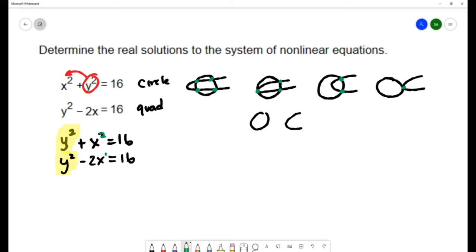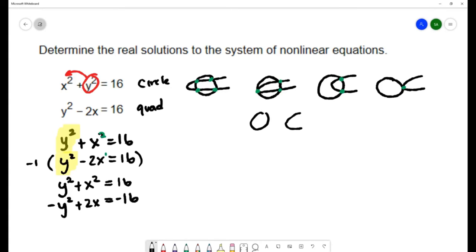So I need to make it so that those y squareds eliminate. They already have the same coefficient. I just need them to have opposite signs. So I'm going to multiply this second equation by -1. And now the system would look like this. The first equation is unchanged. Y squared plus x squared equals 16. The second equation becomes negative y squared plus 2x equals -16.